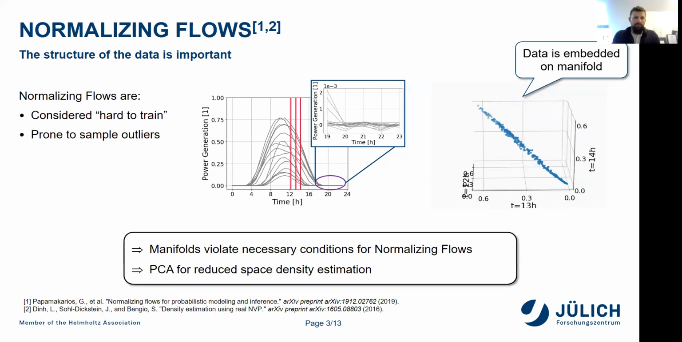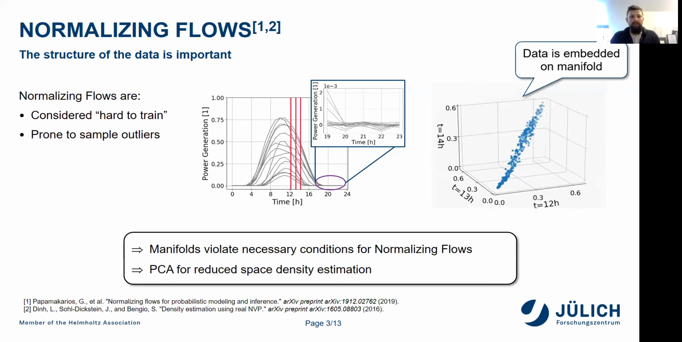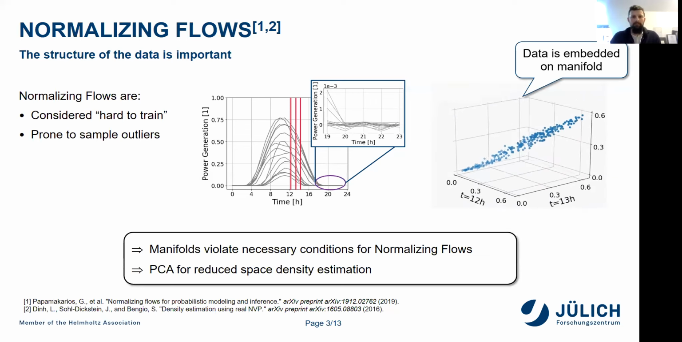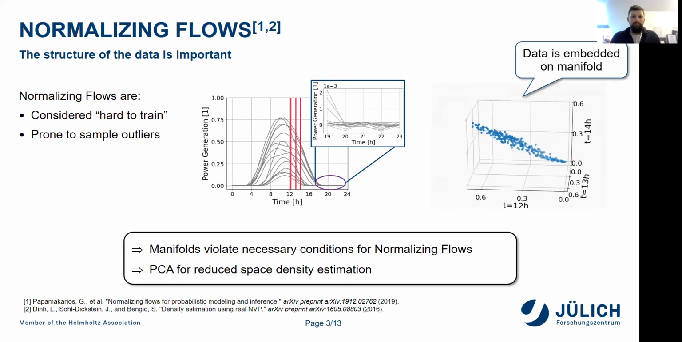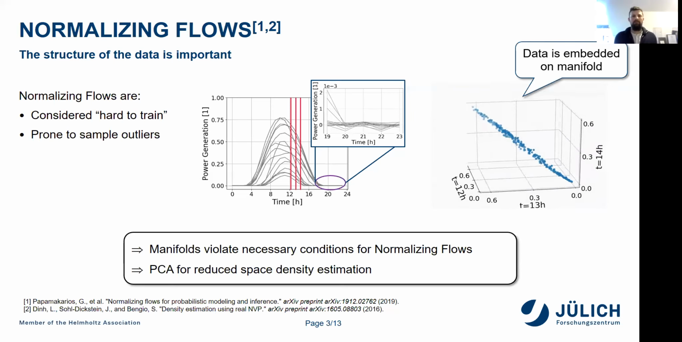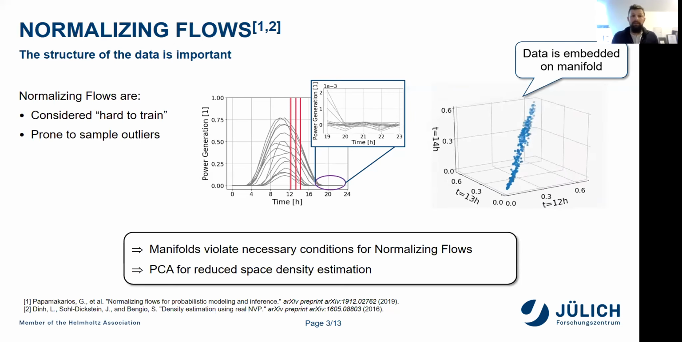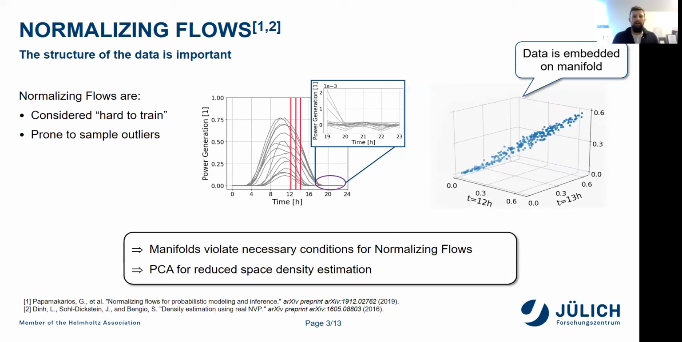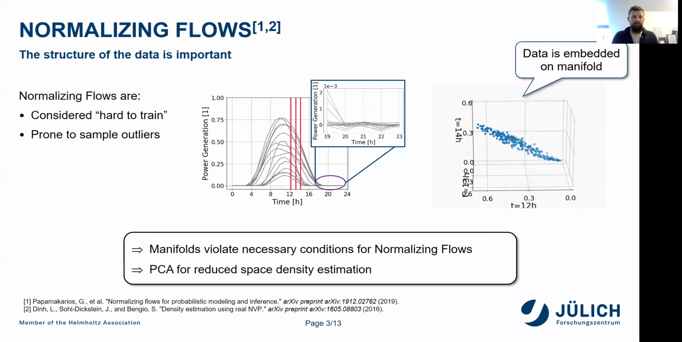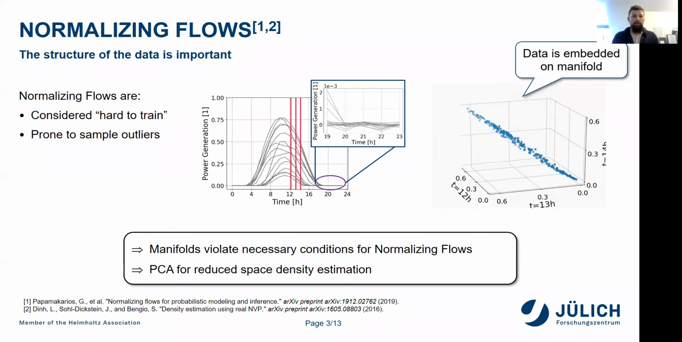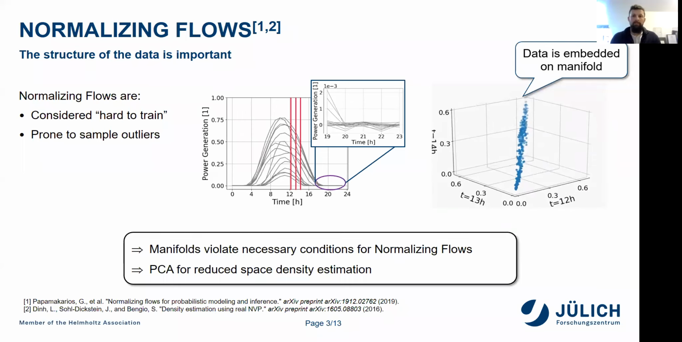Now, I want to show you today that manifolds violate necessary conditions for normalizing flows. And we're also going to see an approach using dimensionality reduction through principal component analysis, such that we can still perform density estimation using normalizing flows, although we have data manifolds.